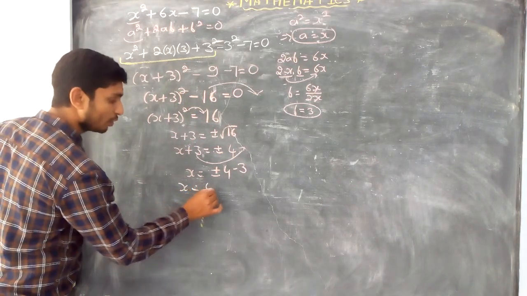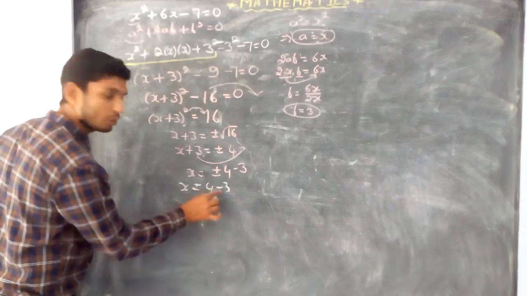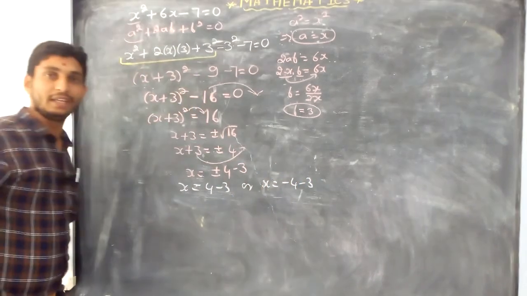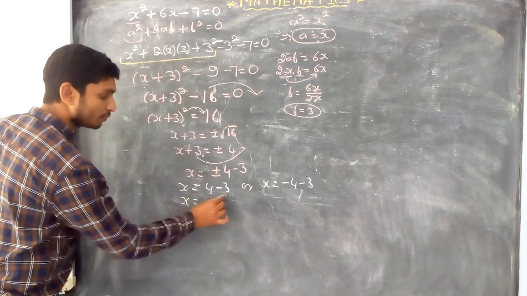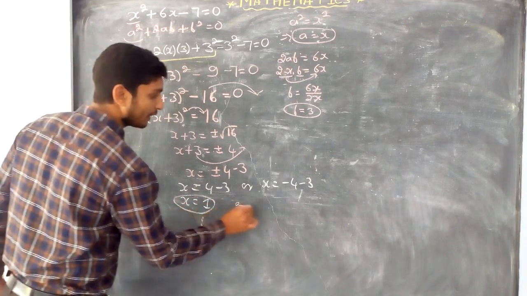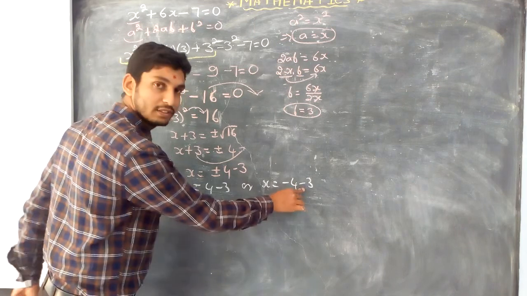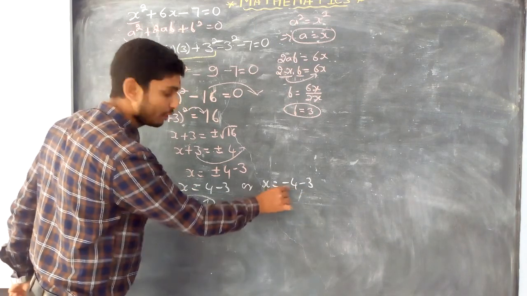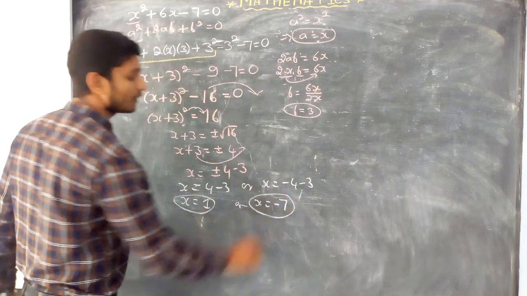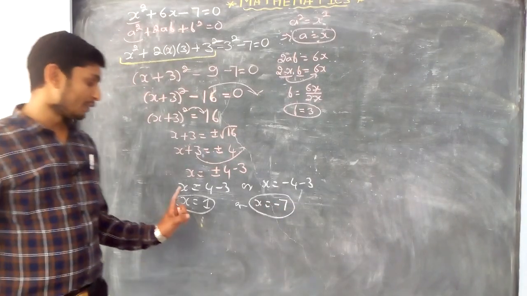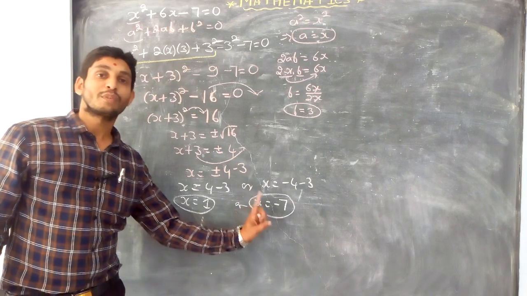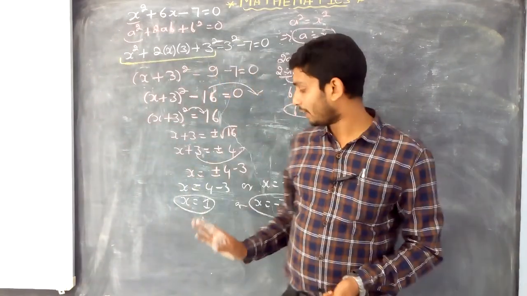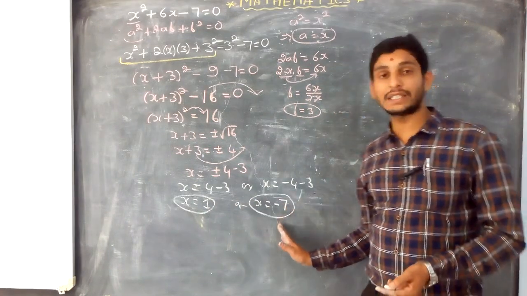So what are the answers? x is equal to 4 minus 3, or x is equal to minus 4 minus 3. Yes, x is equal to 4 minus 3 is 1, or x is equal to minus 4 minus 3. Both are minus, so you have to add: 4 plus 3 is 7. Bigger number is 4, so this one is minus. So what are the roots of this quadratic equation? One is 1, another one is minus 7. Any doubts? Yes. Remember this, we will need it later: one root is 1 and the other is minus 7.